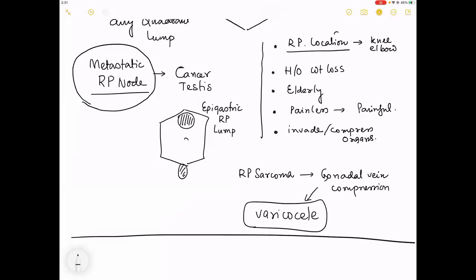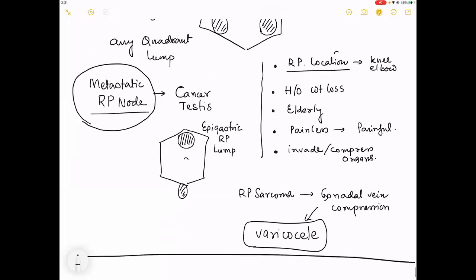RP sarcoma, metastatic RP node relation. One of the differential diagnoses of a retroperitoneal sarcoma is a metastatic retroperitoneal node. Now, retroperitoneum contains lots of lymph nodes. What is the primary for such an organ? Is testis. You can have that. So, one of the differential diagnoses of this is this.